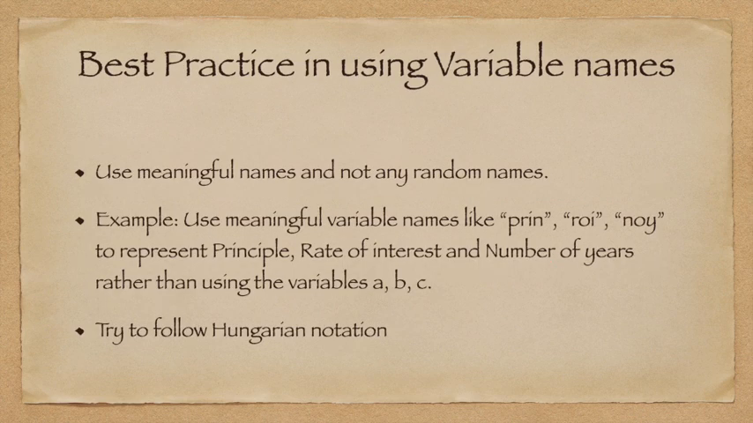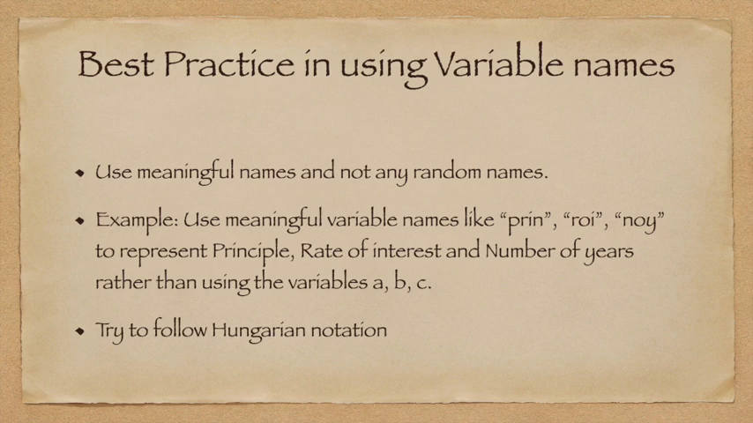Ideally, we should be following the Hungarian notation for giving proper names to the variables. Hungarian notation says that the first alphabet or the first few characters of the variable name should represent the type of the data that the variable can hold. For example, an integer variable should always start with i, a floating point variable should always start with f, a character variable should always start with ch, and so on. After the first few characters, which represent the type of the data that will be stored in the variable, we need to give a meaningful name to the variable.